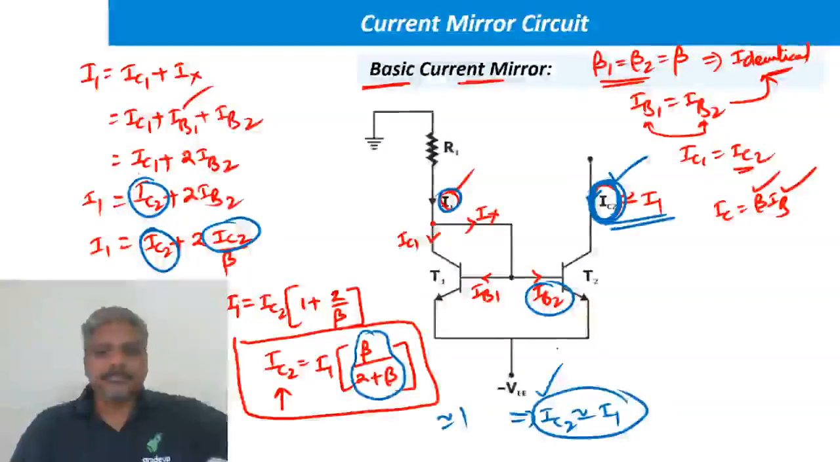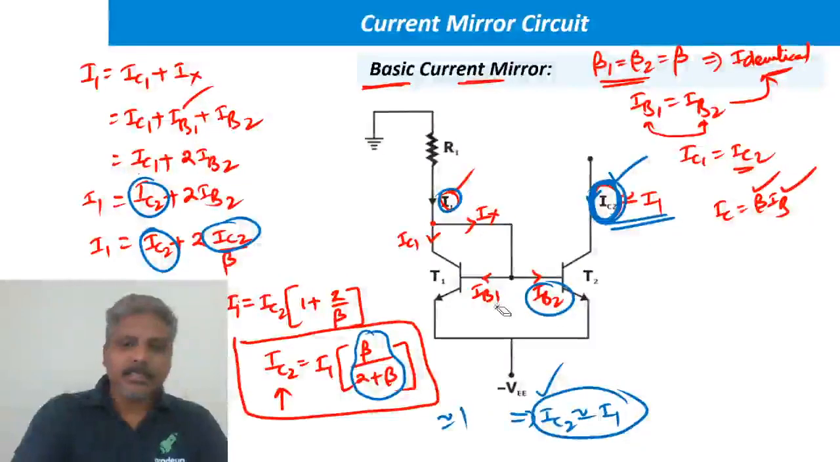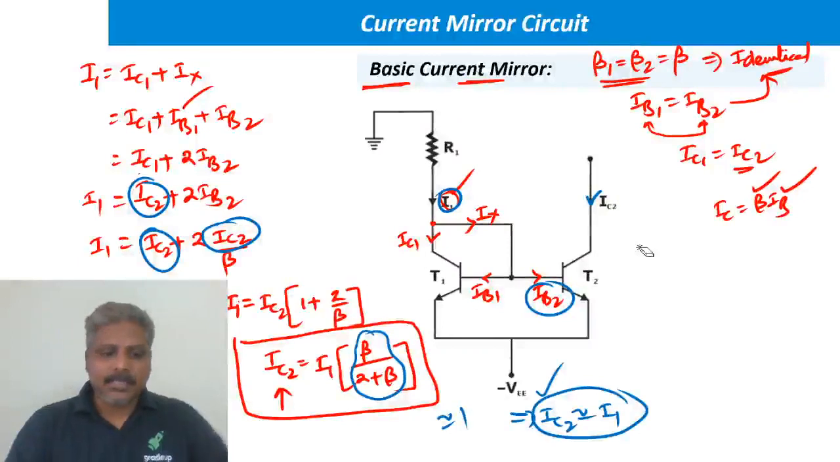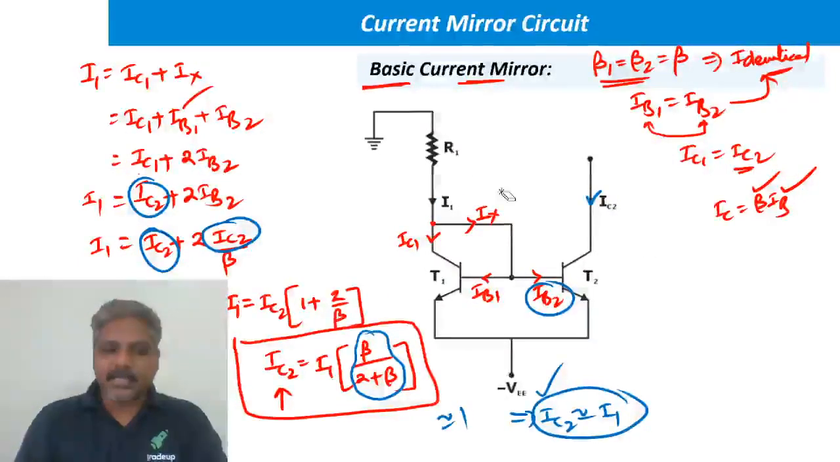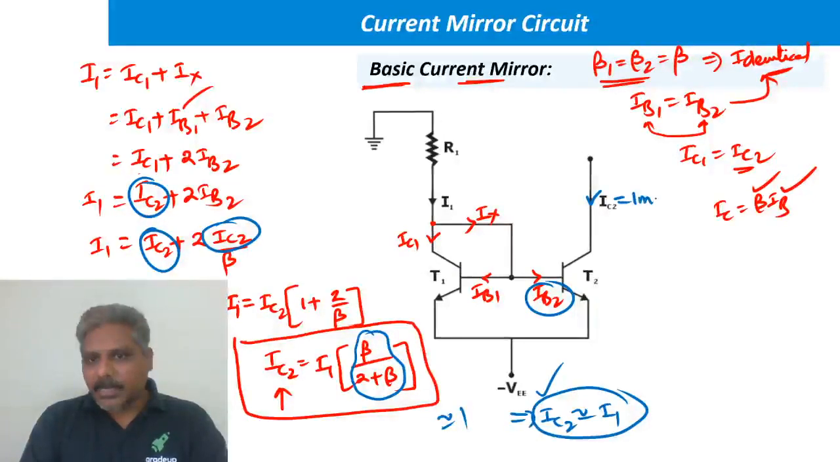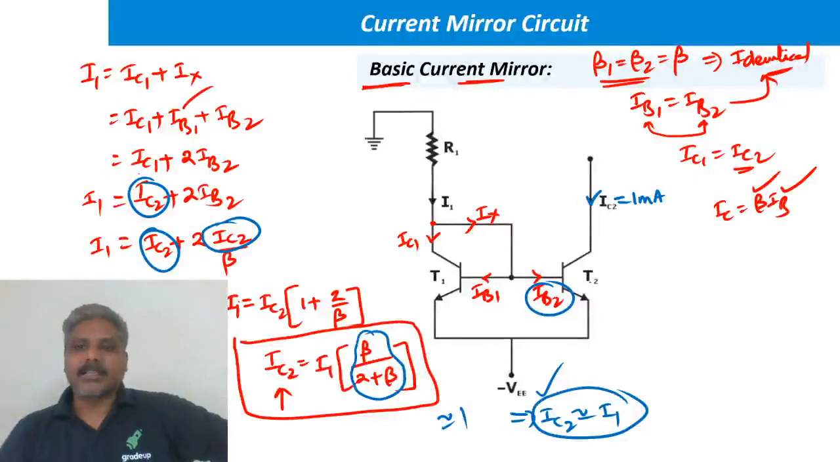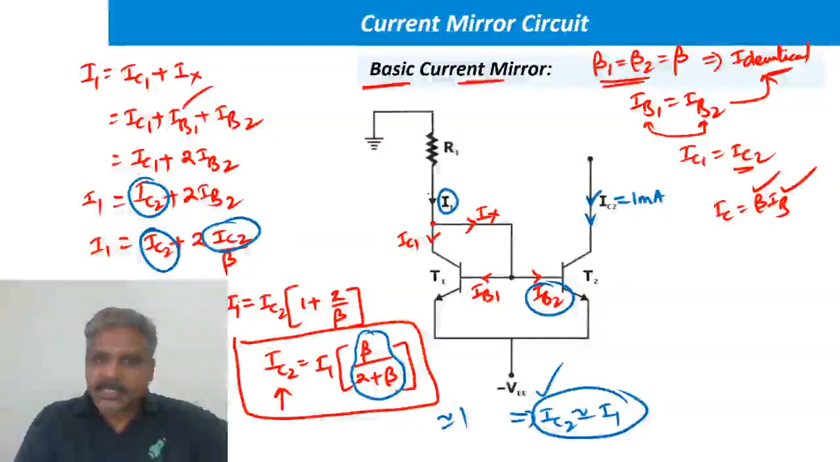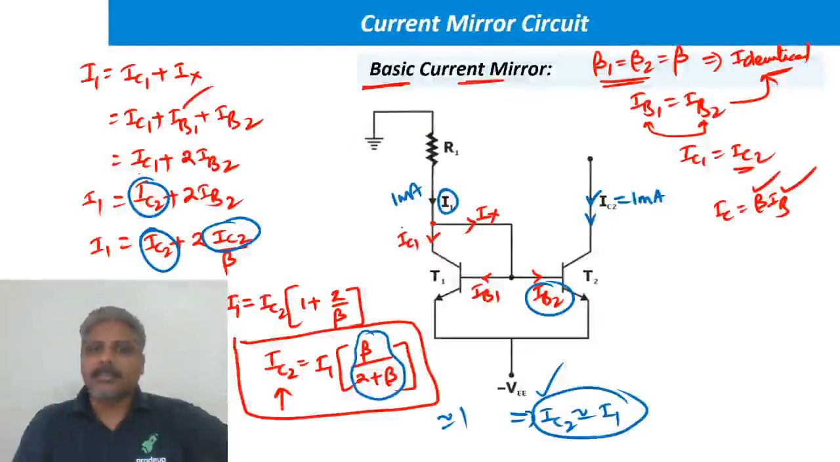Now understood, guys? Now the question is, we understood the current flowing here. Very interesting here. If I want this IC2 to be, let us say, 1 milliampere, what should I do? I have to adjust this current as 1 milliampere. Then automatically the current flowing here will be 1 milliampere.